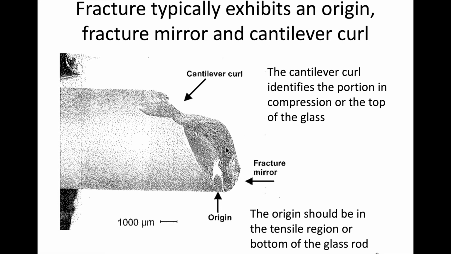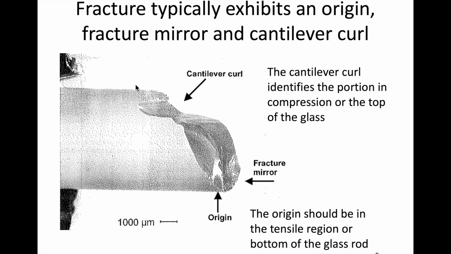What we see, and we didn't really get to this on the previous image, is this little curl up here. This is known as the cantilever curl. It identifies the portion that's under compression. So if you see this curl, that tells you that this region is in compression. It can help you identify top and bottom if your sample is not clearly identified, although in this lab, we have tried to identify it as well as possible.